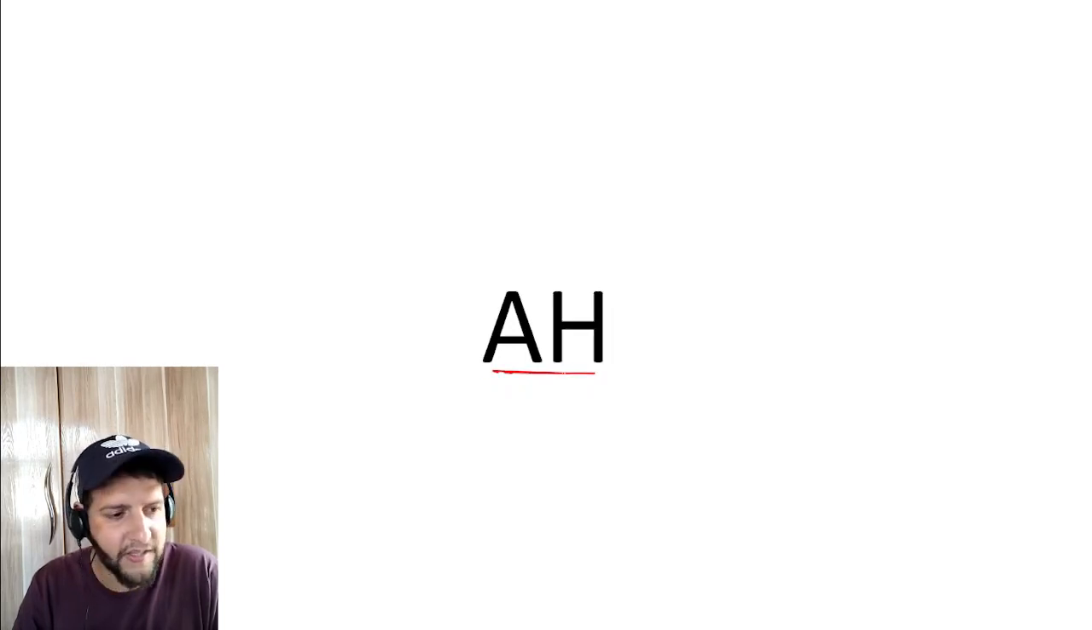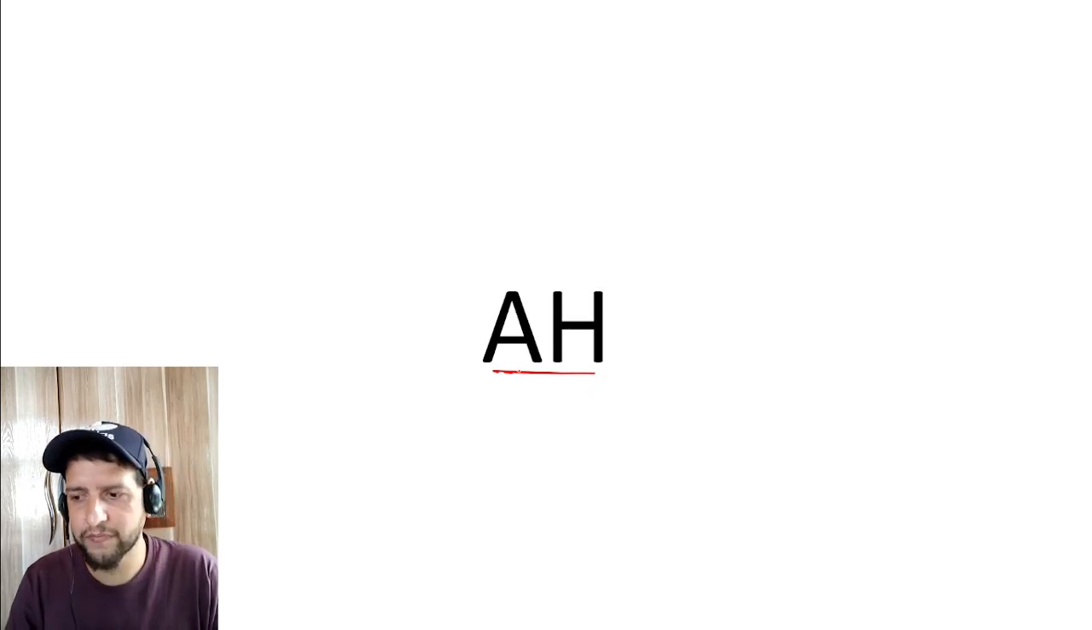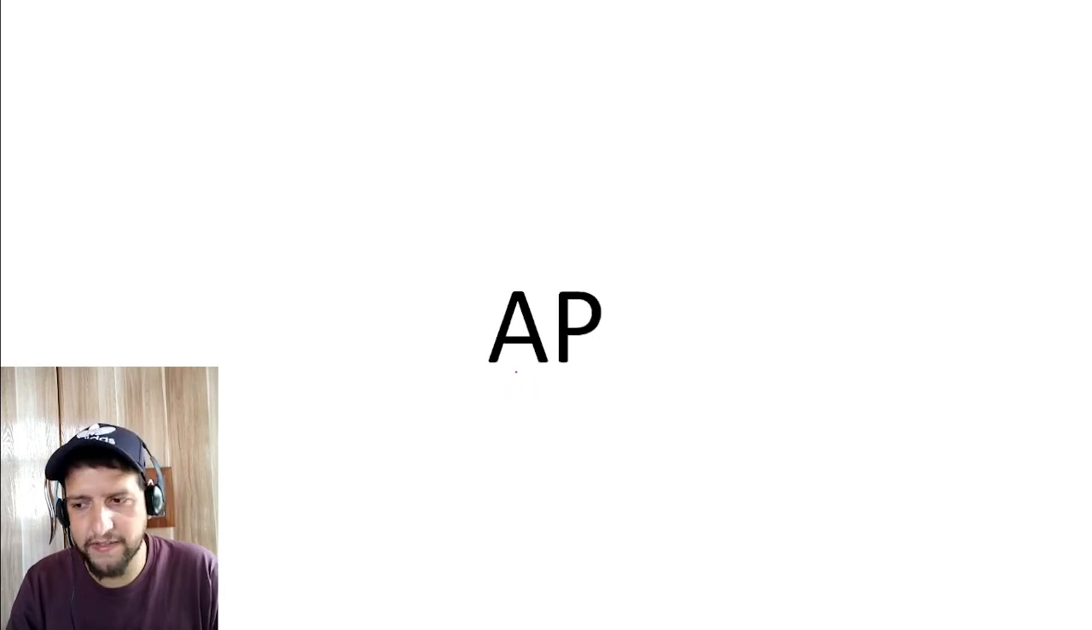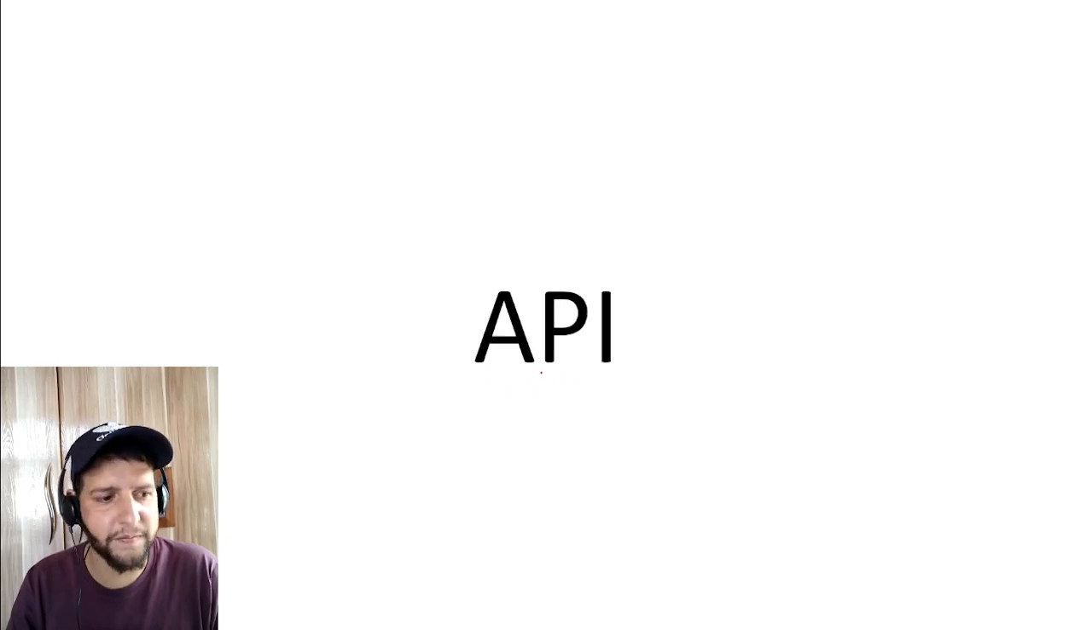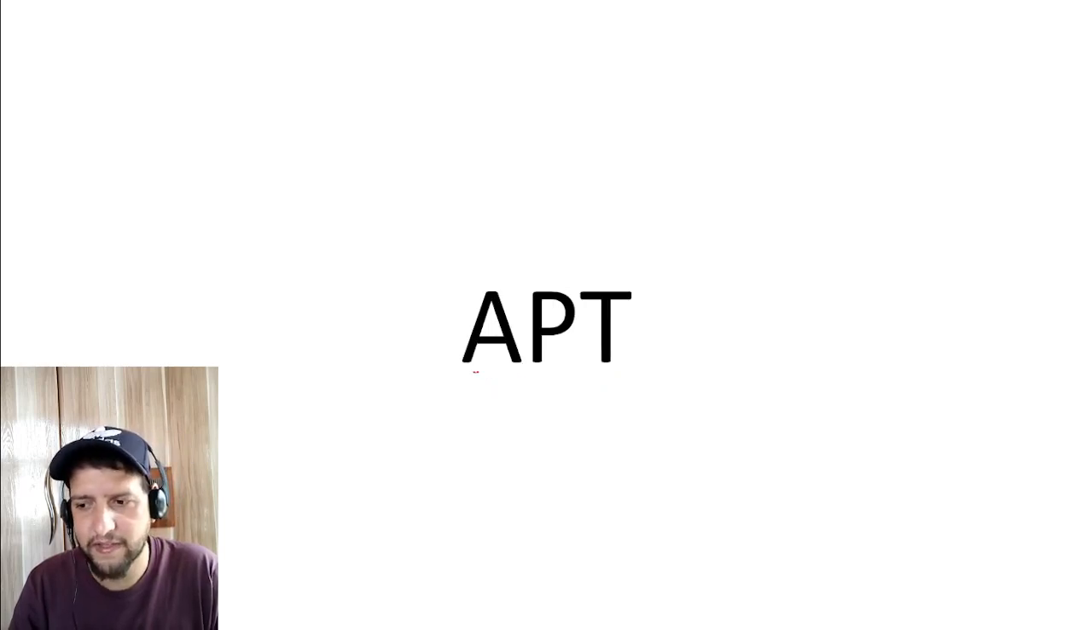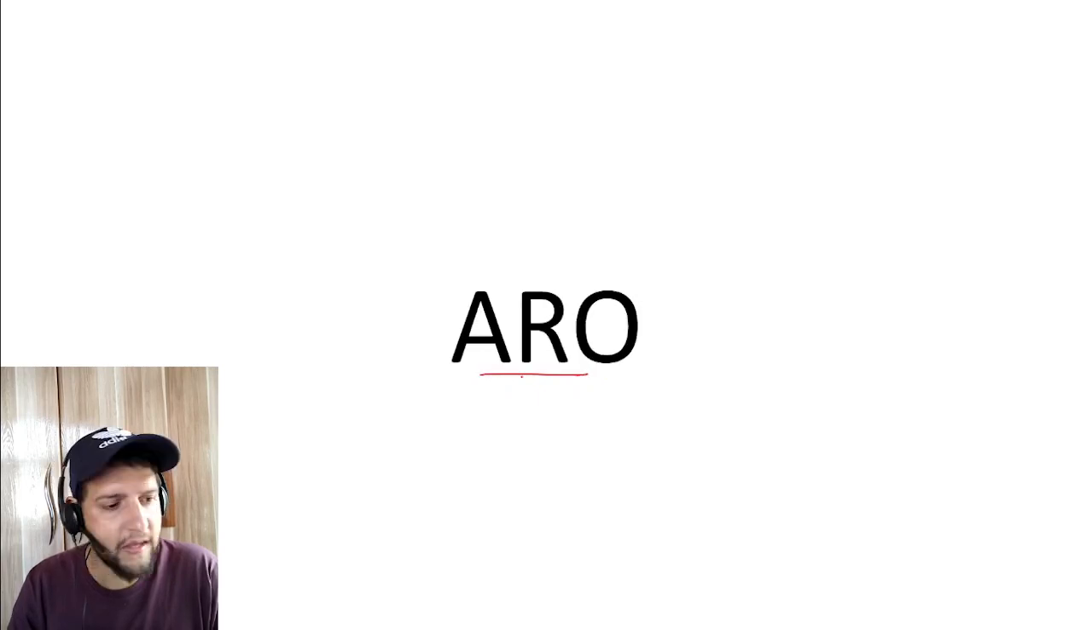Then we got AH. This is your authentication header. Then we got ALE. This is your annual loss expectancy. AP is your access point. API is an application programming interface. APT is your advanced persistent threat. ARO is your annual rate of occurrence.